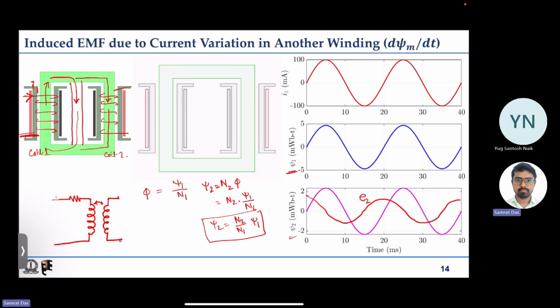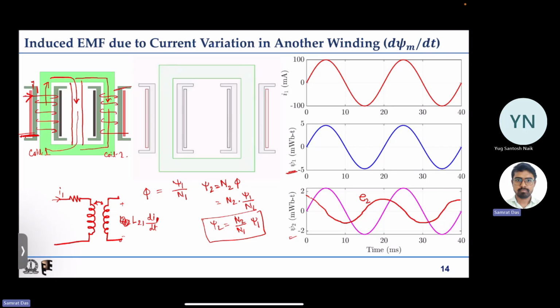If there is some current through the first coil, and that changes, then there will be some induced EMF across the second coil, which is nothing but the mutual inductance L12, or in this case I should say L21, multiplied by di1/dt. L21 is the mutual inductance between the second coil and the first coil. That is why the notation goes as 2-1.